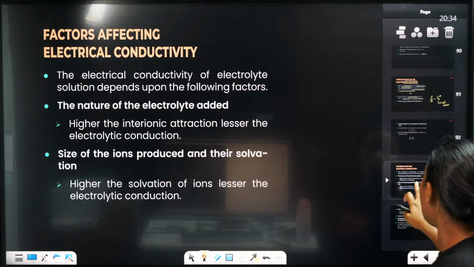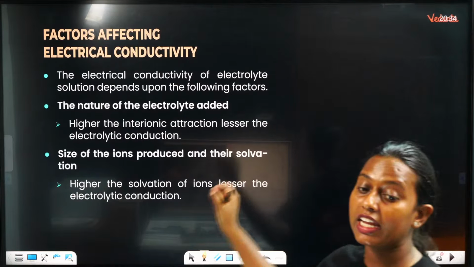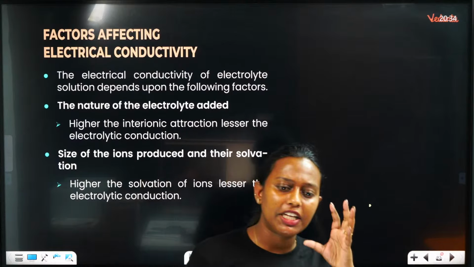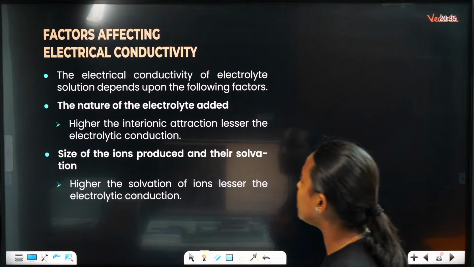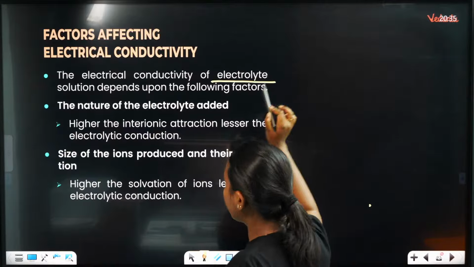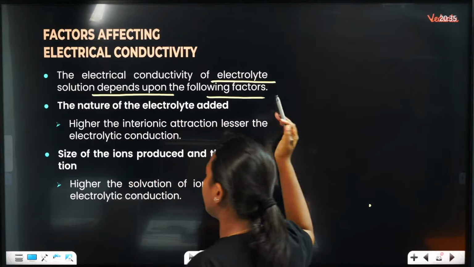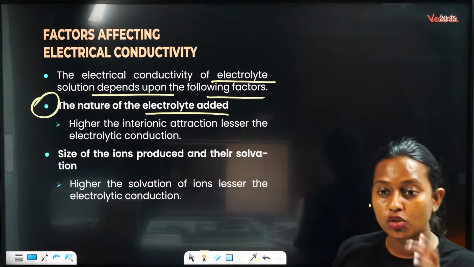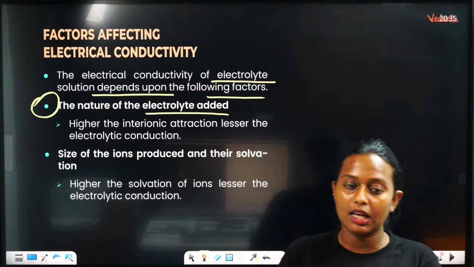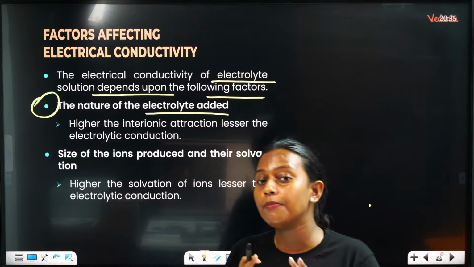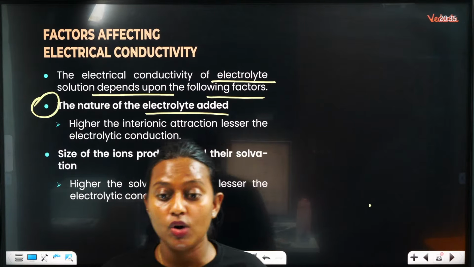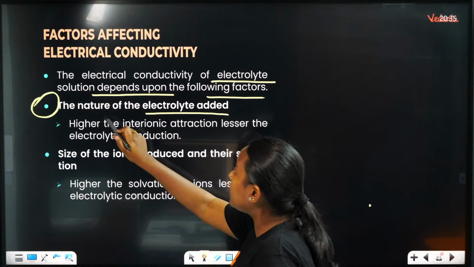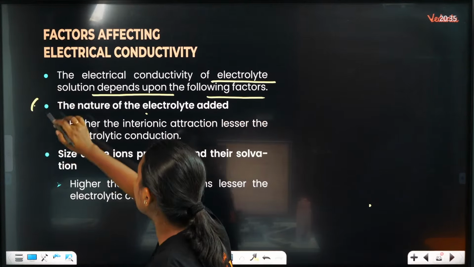Then we are moving to the factors affecting electrical conductivity. The electrical conductivity of an electrolyte solution depends upon the following factors. First one is the nature of the electrolyte added. There are strong electrolytes and weak electrolytes. In a strong electrolyte, complete dissociation takes place, whereas in a weak electrolyte, partial dissociation takes place.